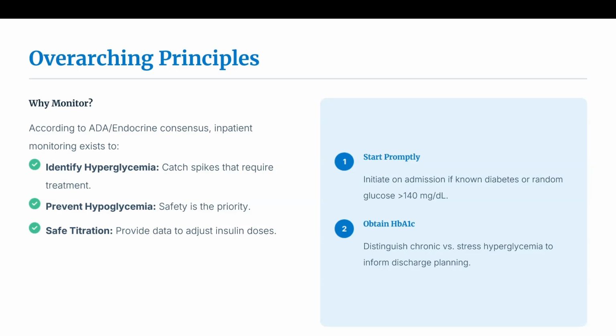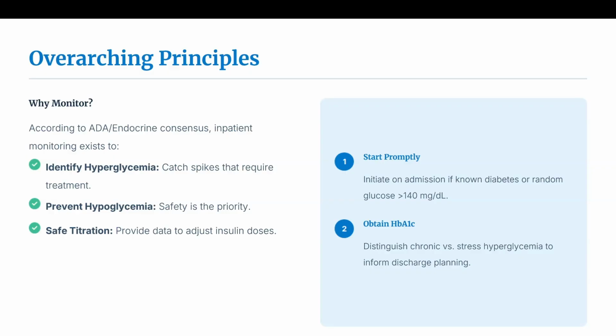So why monitor? According to the ADA and endocrine consensus, inpatient monitoring exists to identify hyperglycemia. We need to catch the spikes that require treatment. So initiate on admission if known diabetes or random glucose more than 140 milligram per deciliter. Always check HbA1c to distinguish between chronic and stress hyperglycemia, and to inform discharge planning. Even stress hyperglycemia should be treated with insulin therapy in hospital hyperglycemia management.